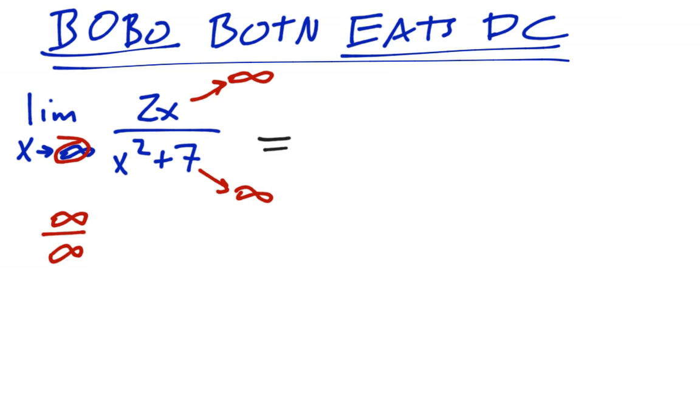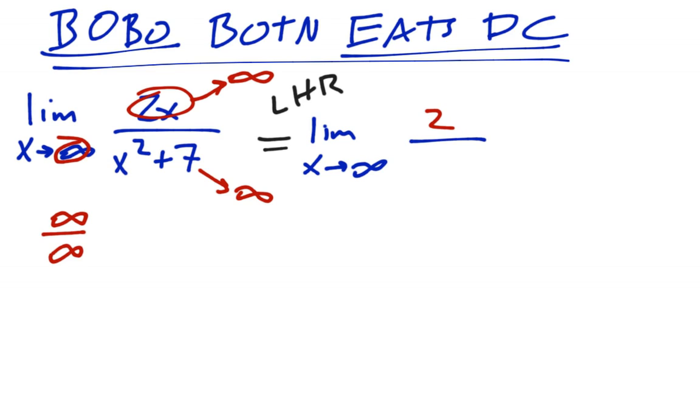Therefore, I can invoke L'Hopital's rule. So I'm going to write LHR for L'Hopital's rule, and then I'm going to write the limit as x approaches infinity. And now check this out. All I do is I take the derivative of the top, so 2, divided by the derivative of the bottom, which is 2x. Okay, and now I evaluate the limit. Notice that the 2's will cancel, I'll end up with a 1 on top. But now I have the limit of 1 over x as x goes to infinity. And this is very clearly 0 because there's no x's on top anymore.